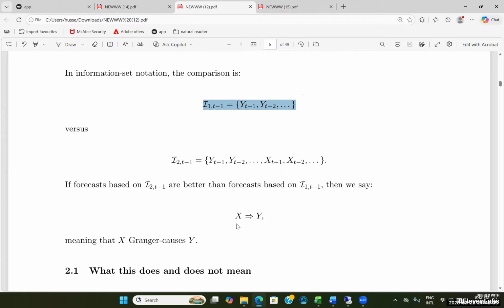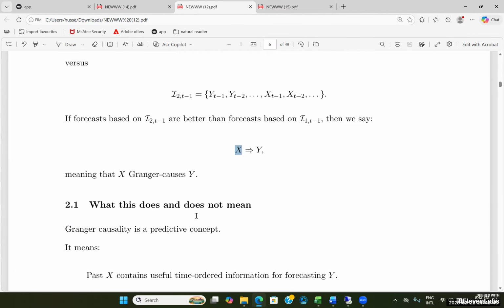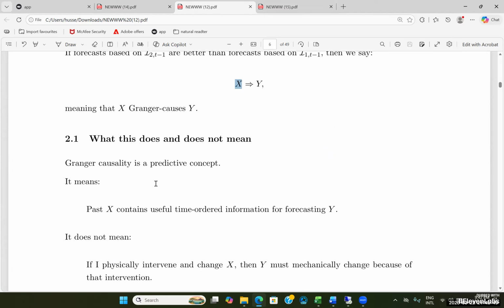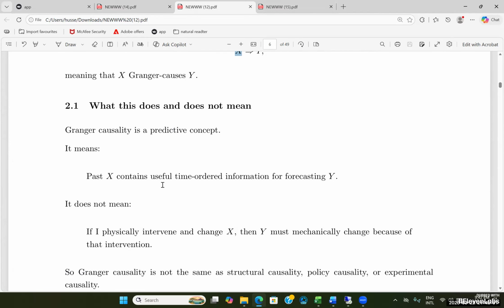If this is indeed the case, then we would typically express this by saying that x is Granger causal, or to be more precise, we would state that there is Granger causality running directly from the x variable to the y variable. Another common way to phrase this is simply that x Granger causes y. In this specific situation, the historical data of variable x offers highly valuable time-ordered insights crucial for predicting variable y.